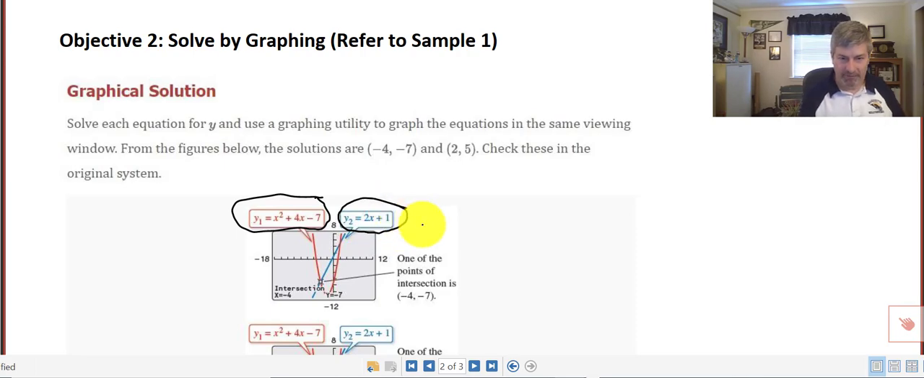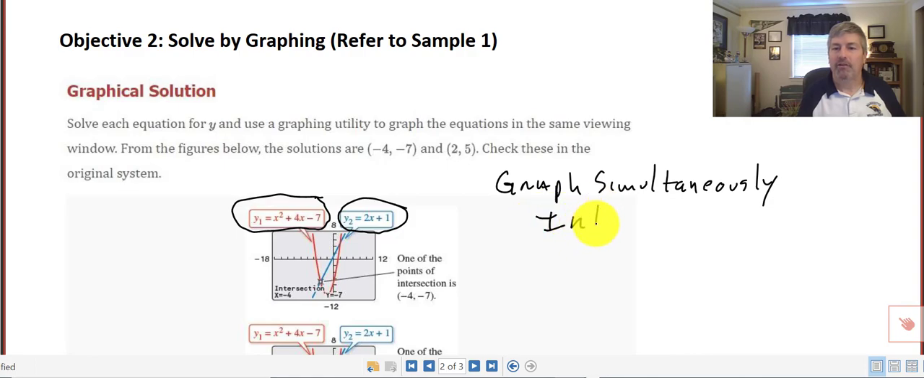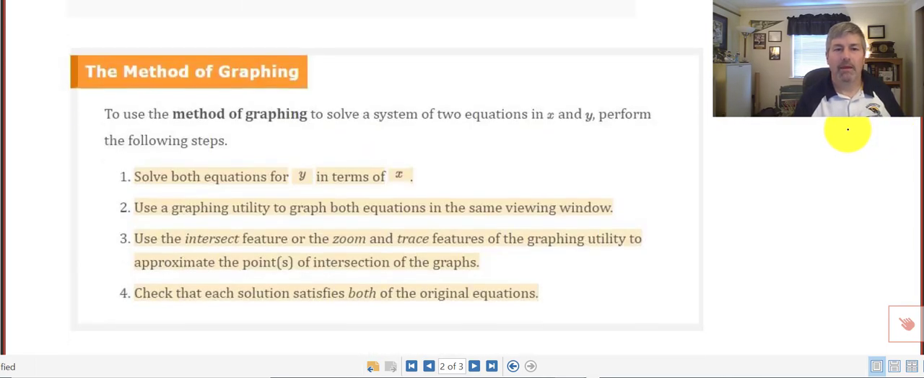So you'd put those into your graphing calculator on separate lines and graph simultaneously on your graphing utility. Use the intersection function to find where they meet, or you can use your trace key. We can see here they're going to intersect at what our solution was: negative 4, negative 7, and 2, 5 are the two locations where our line meets our parabola. And here are the steps for using the graphing method.